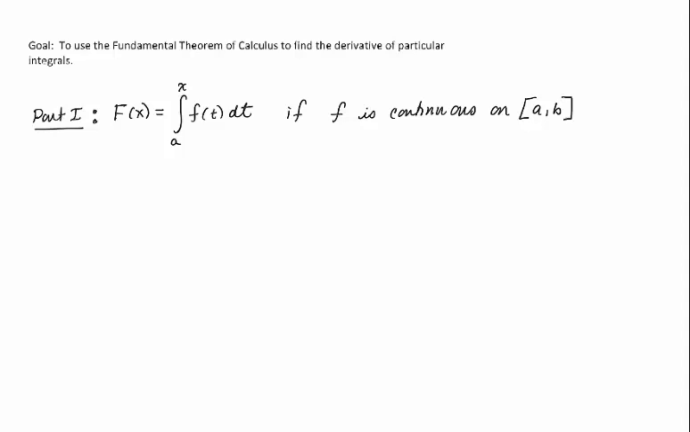Part 1 of the fundamental theorem of calculus says if you take the antiderivative of a function, we're going to call that little f of t dt, and you evaluate that from a to x, you're going to end up with another function, the antiderivative, called big F of x. And this happens if f is continuous from a to b.